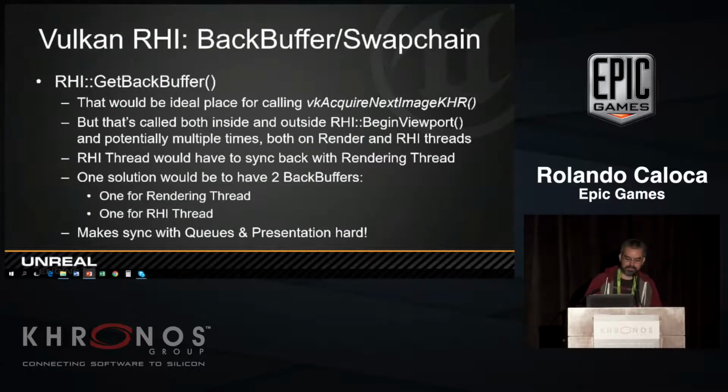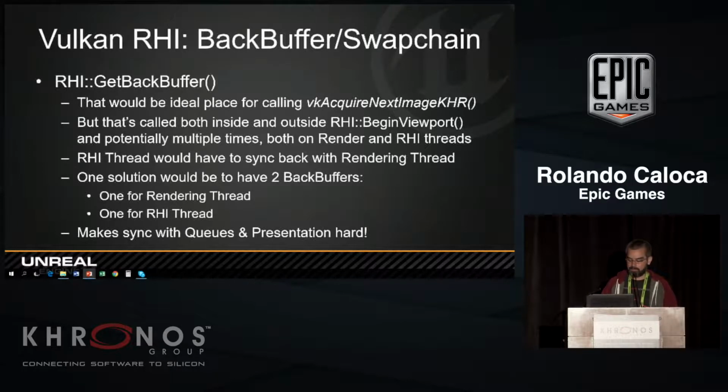So this is an interesting bit we recently fell into. We have a function on the RHI called getBackBuffer, and this is related to how the presentation system works. You would have thought this was a good place to call vkAcquireNextImage. But for us, this is called inside and outside the begin viewport and end viewport, and end viewport is where we do the present. It's called multiple times, and it's called on both the renderer and the RHI threads.